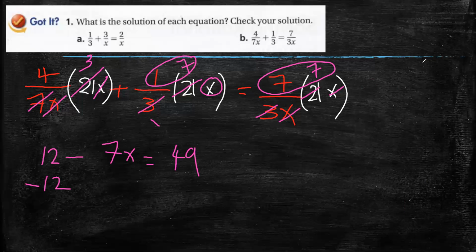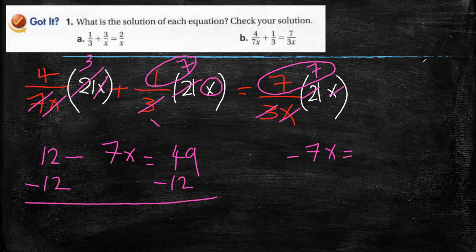Then minus 12, so negative 7x will be 49 minus 12, which is 37. So x will be negative 37 over 7.